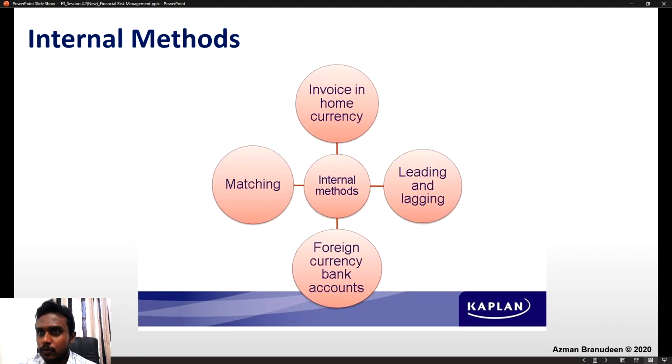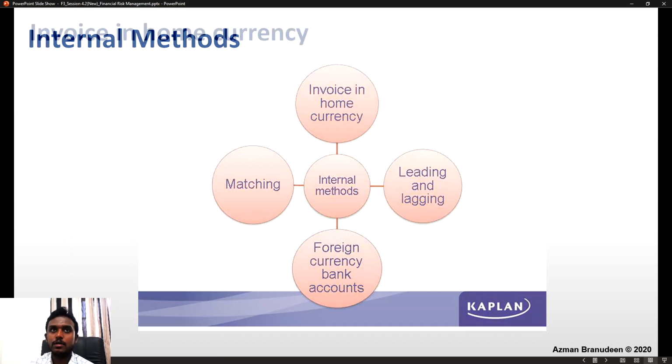Now there we go. Here in this slide, what you're seeing is a quick snapshot, a Kaplan extract, of the internal methods that we have: invoicing in home currency, leading and lagging, forex or foreign currency bank accounts, and matching. Let's take a look.